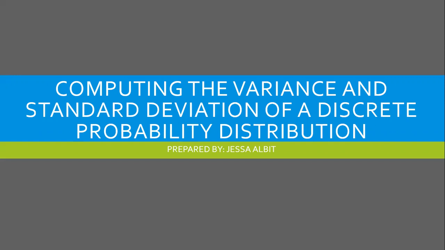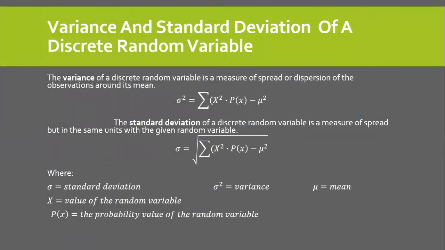So now, variance and standard deviation of a discrete random variable. What is the variance of a discrete random variable? The variance of a discrete random variable is a measure of spread or dispersion of the observations around its mean. How far is your data from the mean? The standard deviation is a measure of spread, but in the same units as the given random variable.